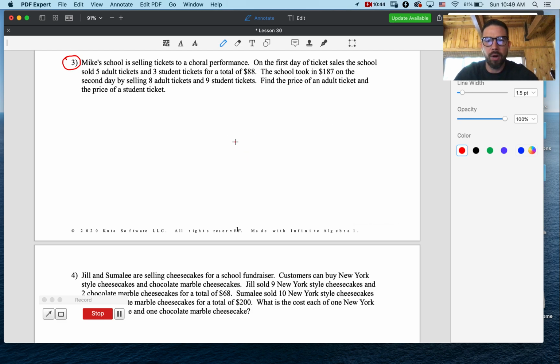Number 3. We are on this right now. Okay, Mike's school is selling tickets to a choral performance. On the first day of ticket sales, the school sold 5 adult tickets and 3 student tickets for $88. The school took in $187 on the second day by selling 8 adult tickets and 9 student tickets. Find the price of an adult ticket and the price of a student ticket.